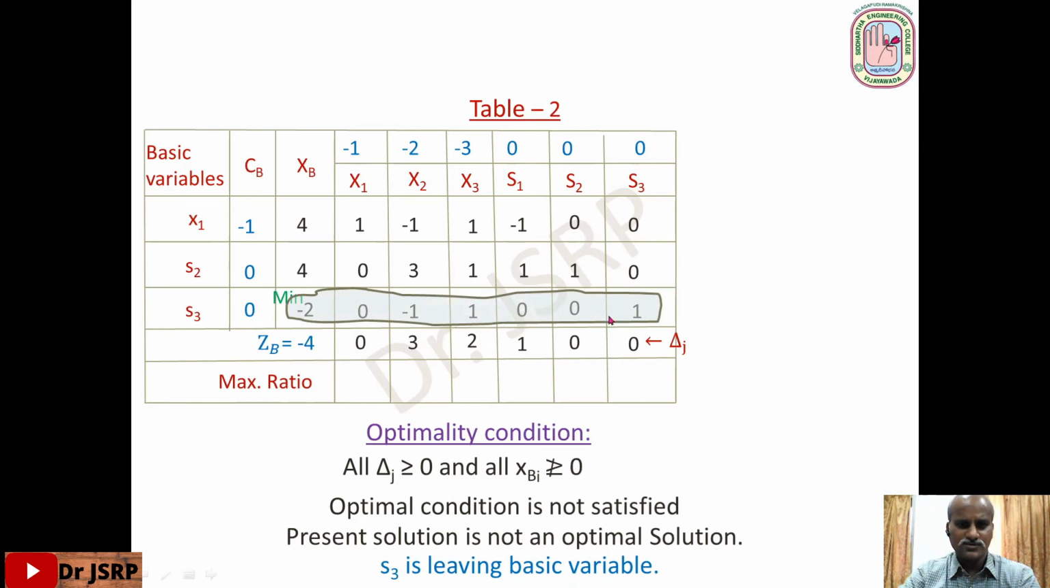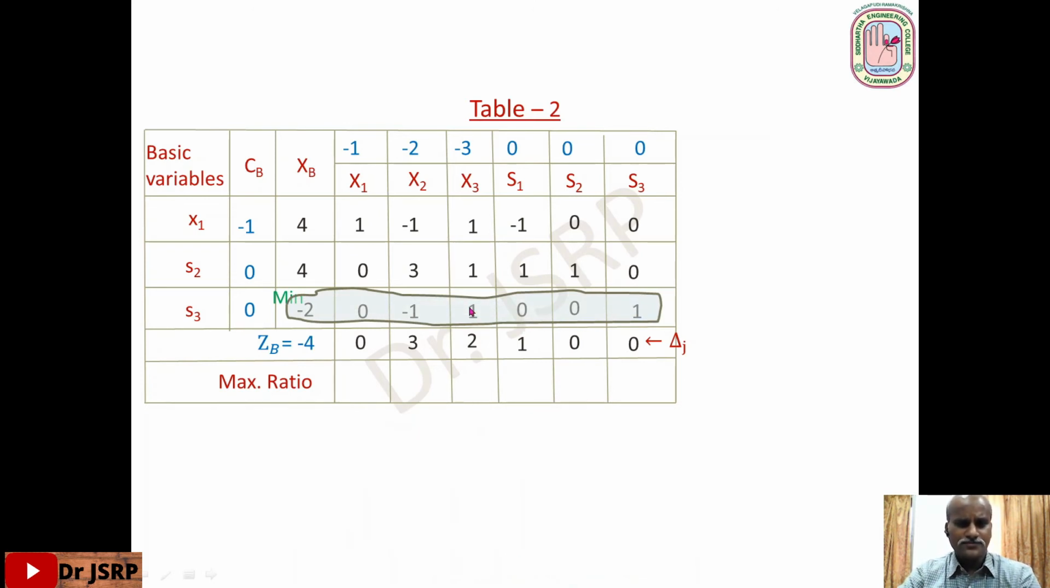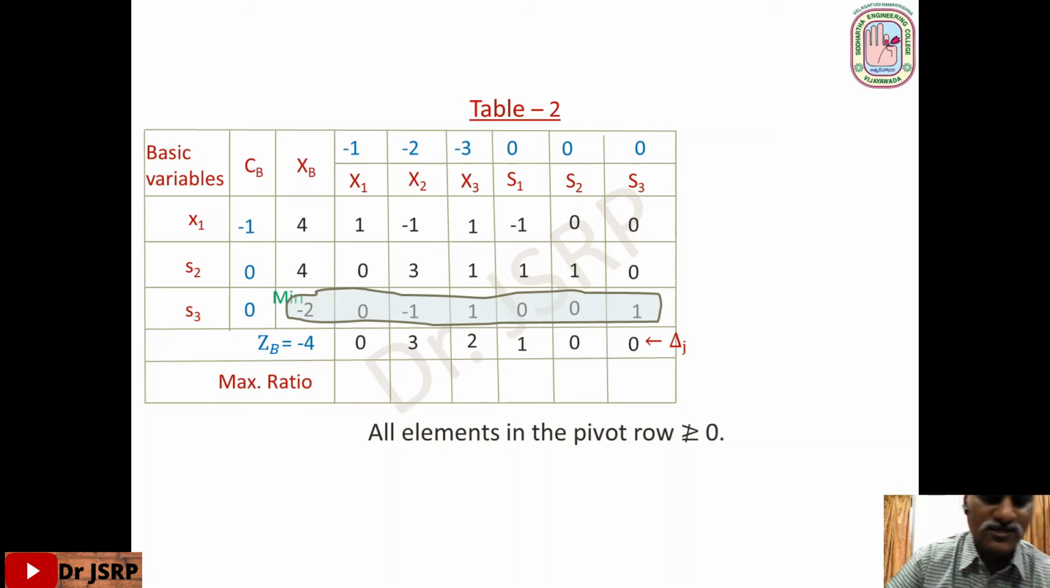So this is the pivot row. Observe the entries in the pivot row. Not all entries in the pivot row are greater than or equal to 0, since one of the entries is negative. So the problem has a feasible solution. Now consider the ratio of negative entries with the corresponding delta J values.